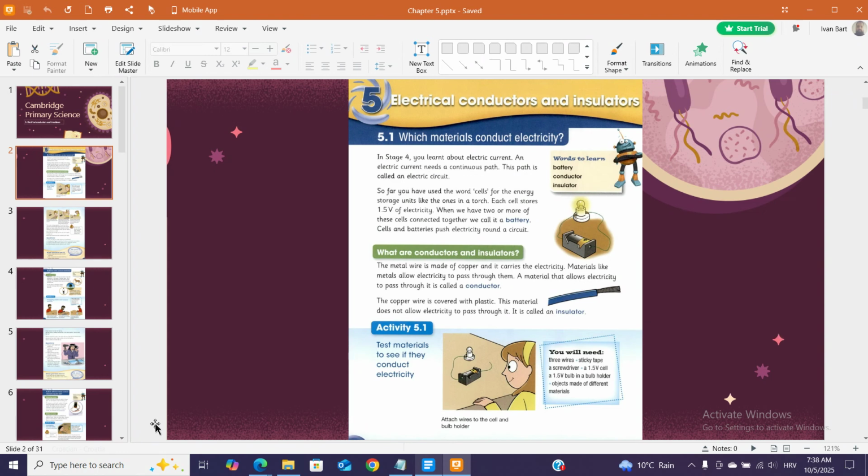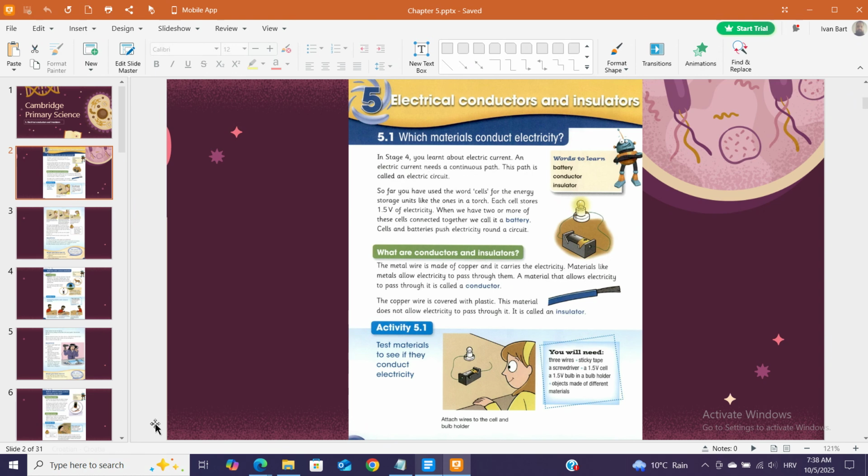So far you have used the word cells for the energy storage units like the ones in a torch. Each cell stores 1.5 volts of electricity. When we have 2 or more of these cells connected together, we call it a battery. Cells and batteries push electricity round a circuit.